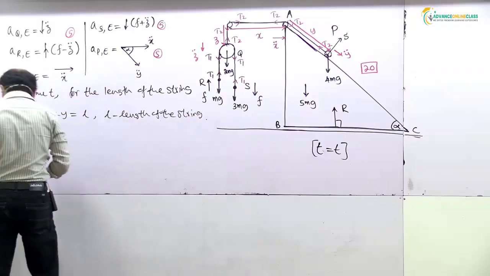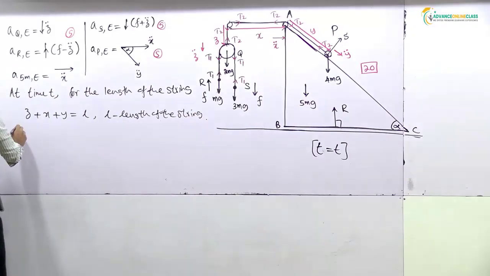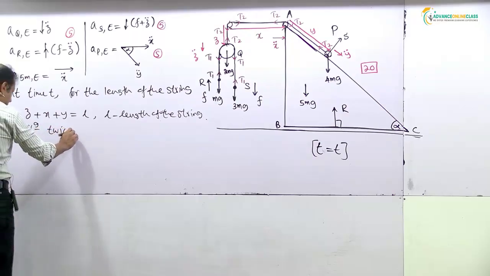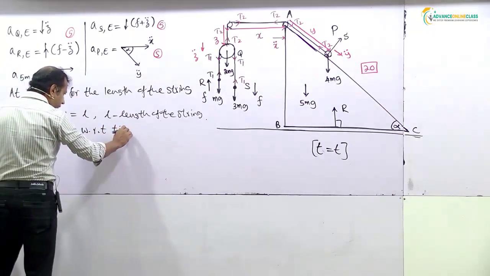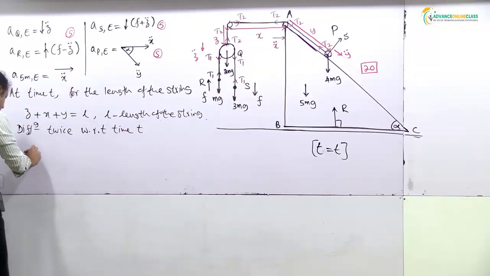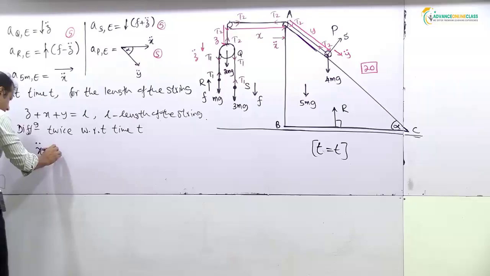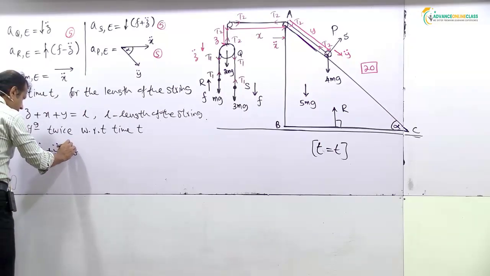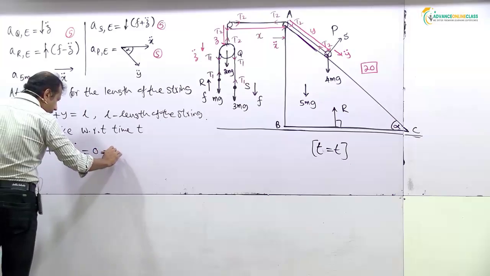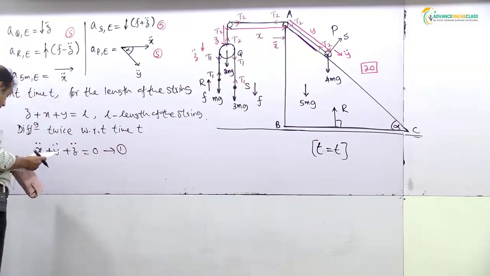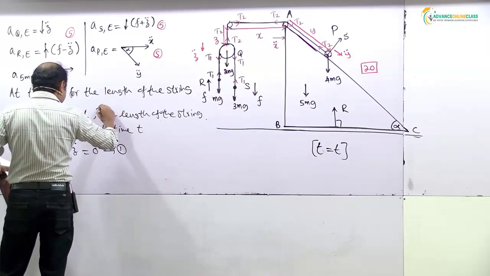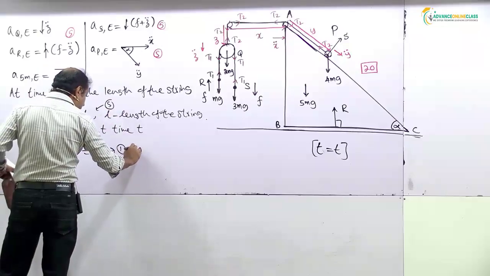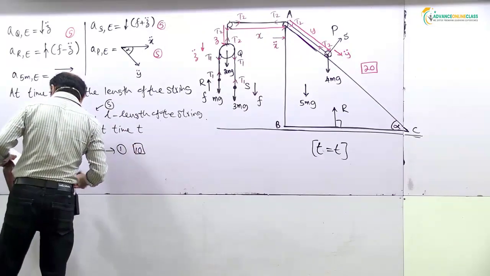We can write, differentiating twice with respect to time t, what do you get there? X double dot plus y double dot plus z double dot is 0. This is number 1. Here, for these 5 marks, after differentiating, 10 marks coming now.